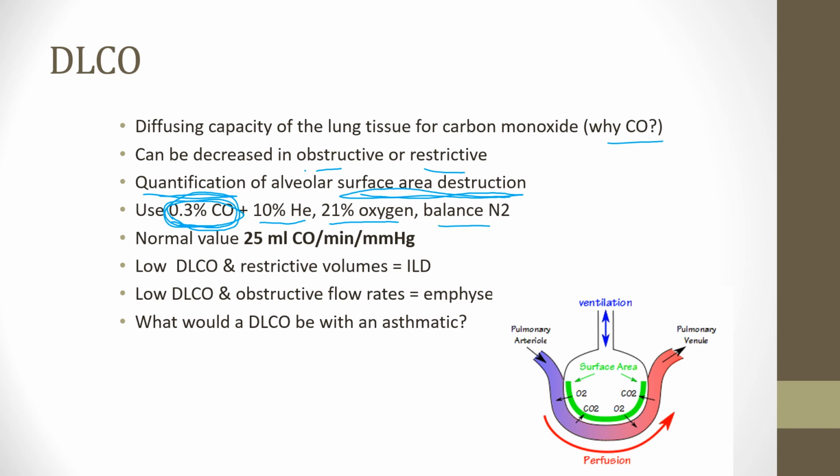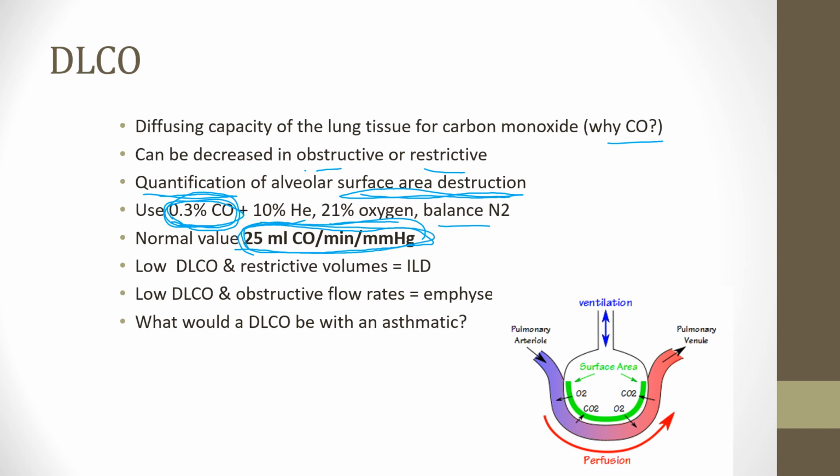So you're going to see a tank that's like brown. It has all these colors on it. It doesn't have all those colors on it because it's pretty. It has all those colors on it because it's marking the color for carbon monoxide, helium, oxygen, and nitrogen on it. A normal value, notice this is in bold, is 25 mLs of carbon monoxide per minute per millimeter of mercury.